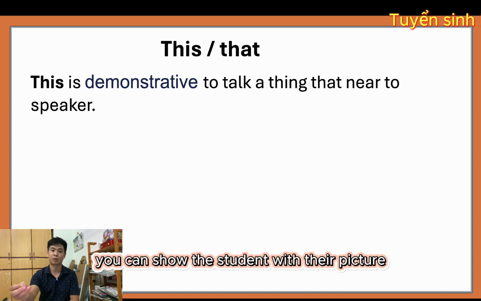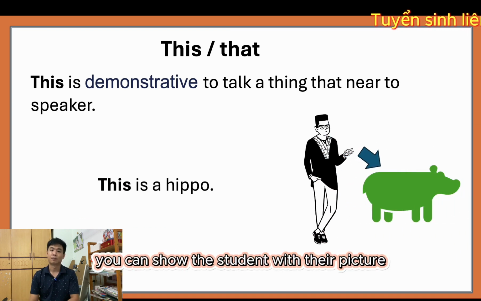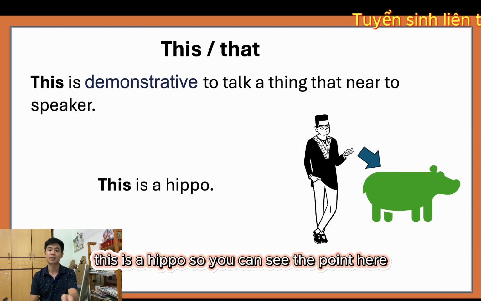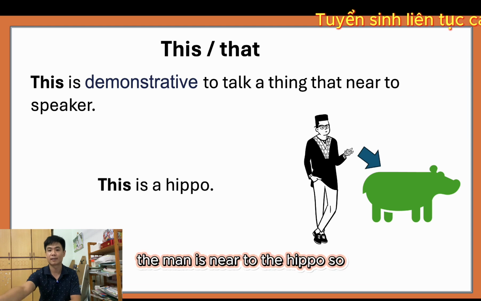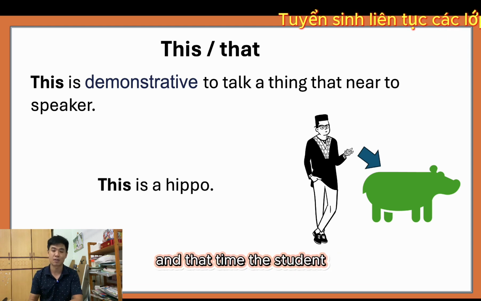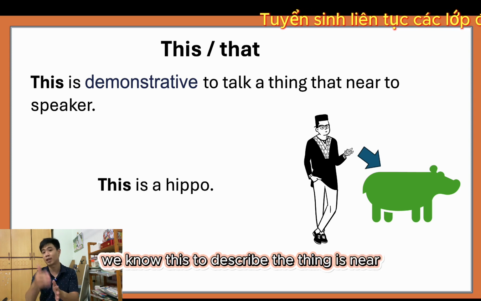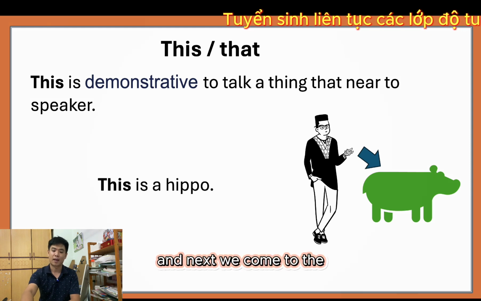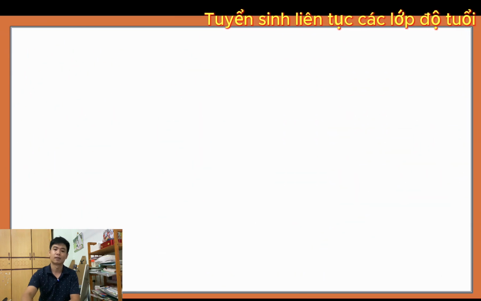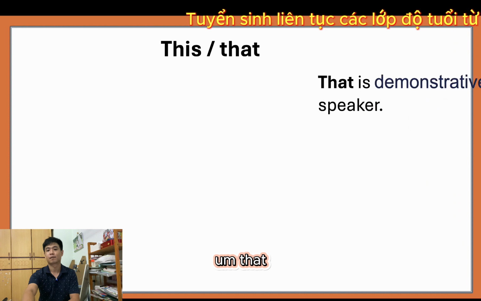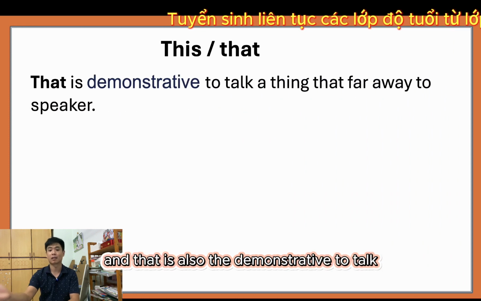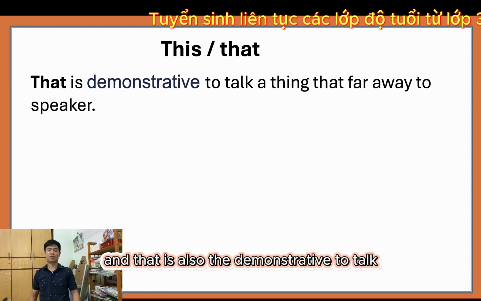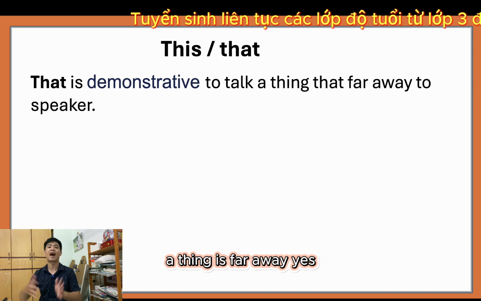You can show the students a picture. This is a hippo. You can see the point here, the man is near to the hippo. At that time the students will know "this" describes a thing that is near. And next, we come to "that."